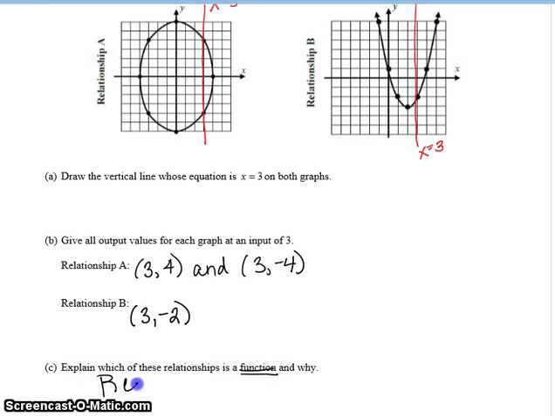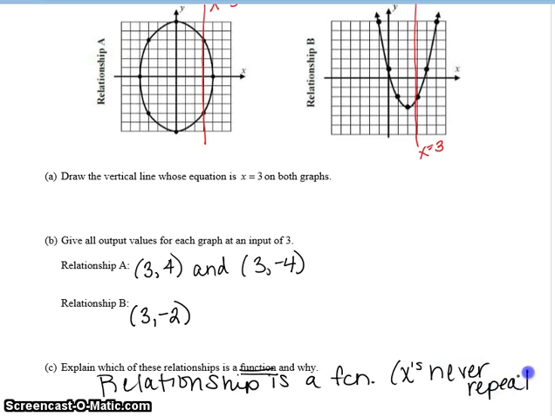Okay, so my relationship B is going to be the function, because at x equals 3, there's only one output. So when you put in x equals 3, it produces one output. In easier words, the x's never repeat. It produces that unique output. Okay, so now when you look at relationship A, I have 2 different coordinates at 3 for my x value. So that one's not going to be a function.